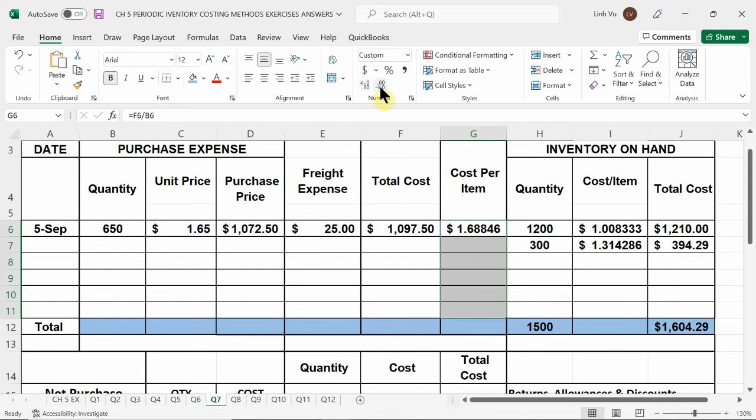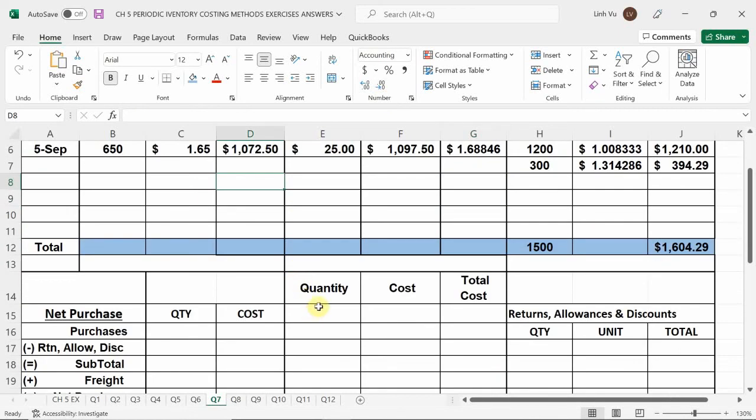So I should get $1.688846. Okay. All right, before I continue on, I'm going to build my goods available table.